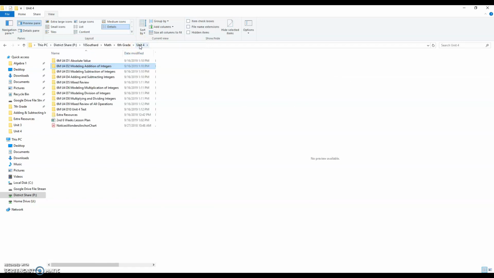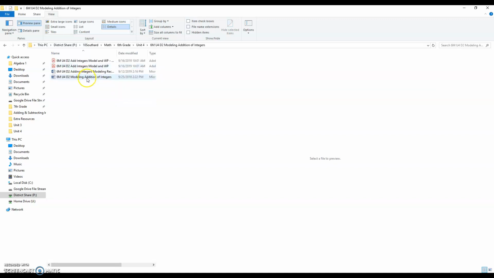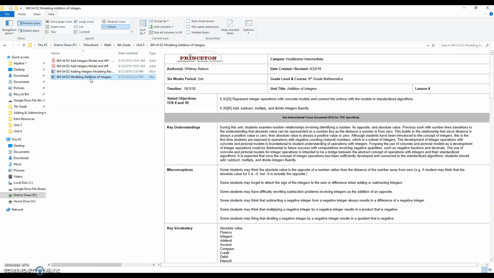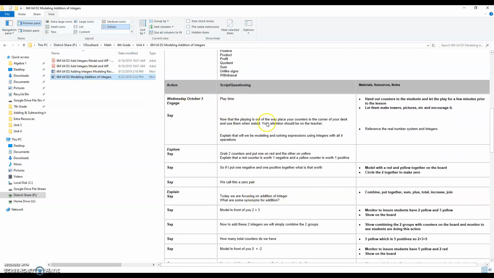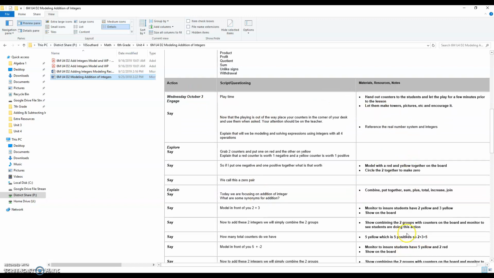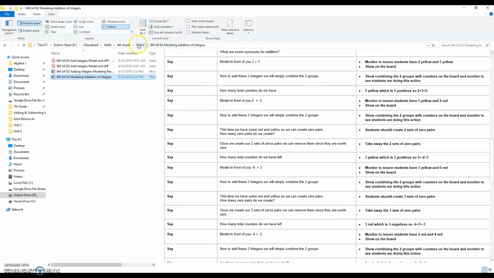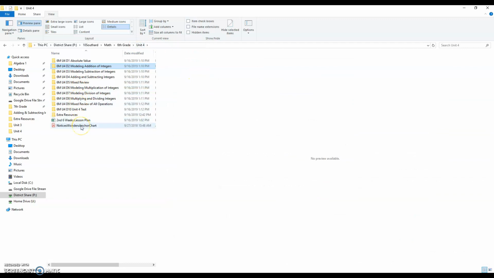For the modeling days, so Day 2, Day 3, and Day 6 and Day 7, these lessons are scripted lessons, and you can see them in here. The way they work is things that you say and the outcomes that you should get from your students. We will be using a Notice and Wonders type of template to teach the add, subtract, multiply, divide of integers.